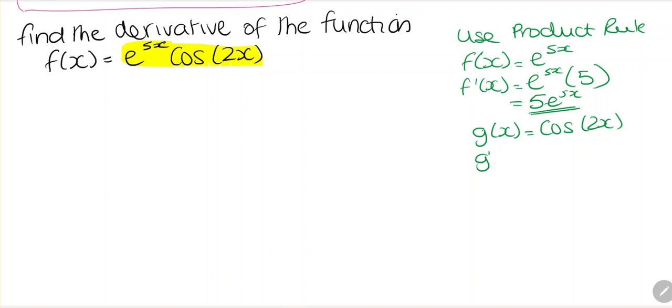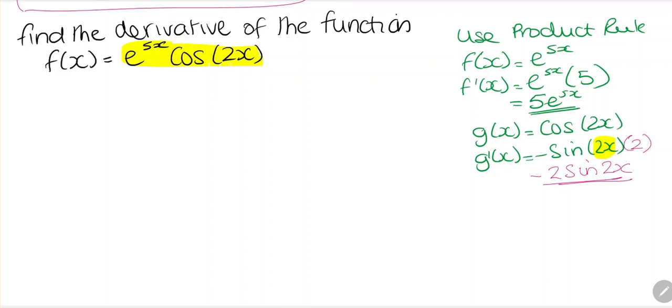And if we take the derivative, the derivative of cosine is minus sine. So we're going to write that as the same, but with a minus sign. So the inside is the same, but then we have to take the derivative of the inside. So we're taking the derivative of this term here, so we're going to multiply by the derivative, which is 2. And we can rewrite this as minus 2 sine of 2x.